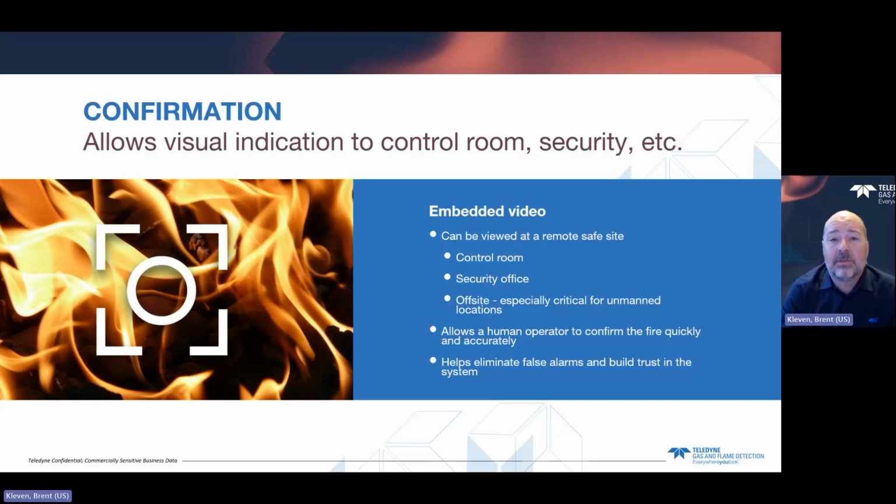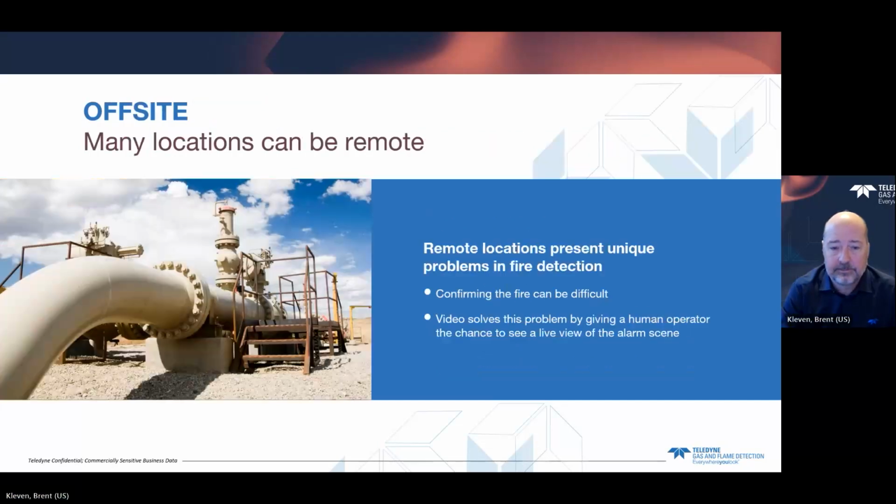It allows a human operator to confirm the fire. So the human operator is taking over and making the decision on what we're going to do. This helps eliminate the false alarms, and it builds up trust in the system because people know that if we get an alarm, we can get that visual confirmation with a human operator, whether it's real or not.